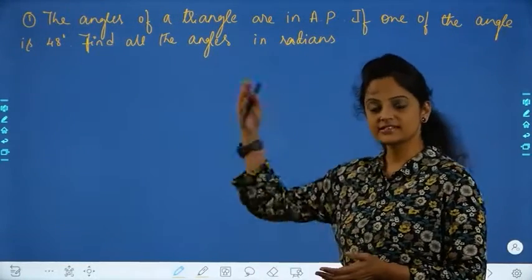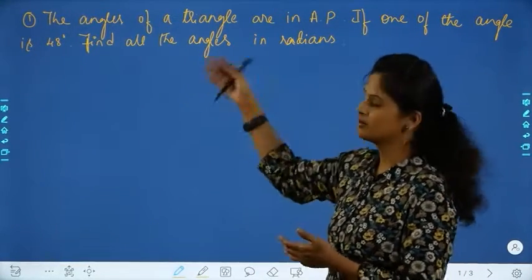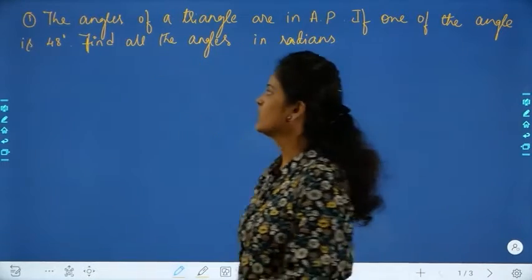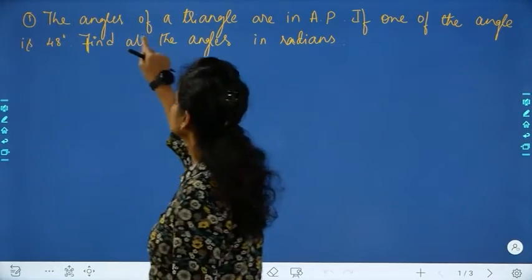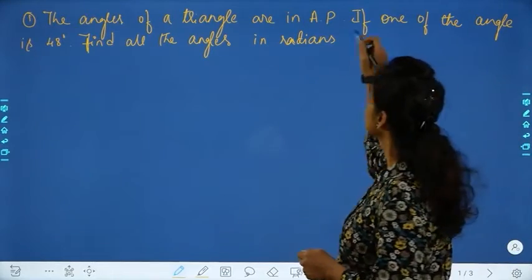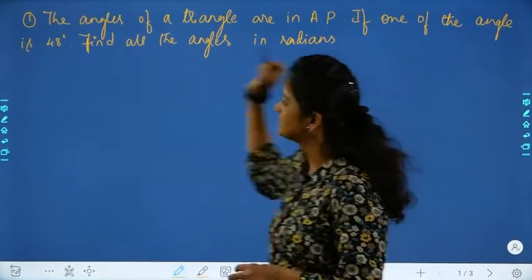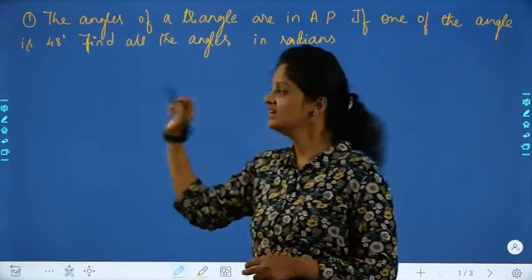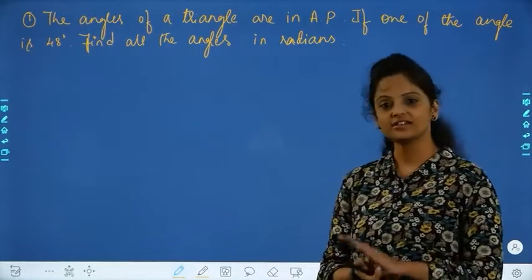Next problem, consider it as the next problem and take that number. Here I have put 1. The angles of a triangle are in AP. If one of the angles is 48 degrees, find all the angles in radians.